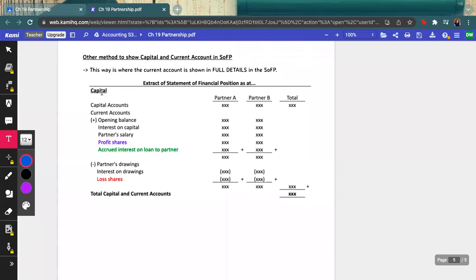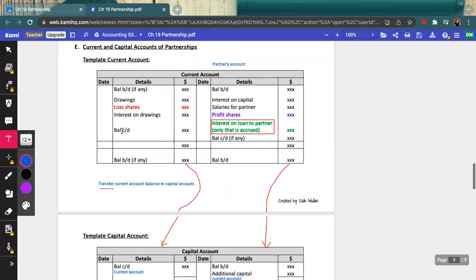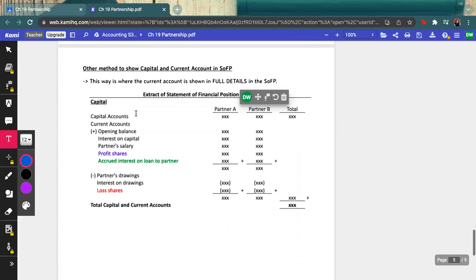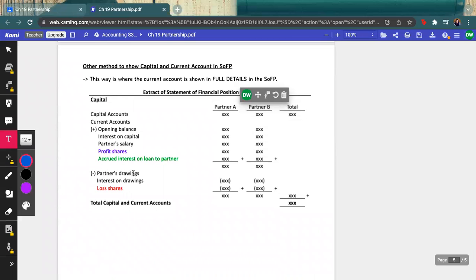Okay, this is part of capital only. First is capital account. And then for current account, it will break down like that. Plus opening balance, plus interest on capital, plus partners' salaries, plus profit shares, plus accrued interest on loan to partners. All of these plus are those items in the credit side, if you notice. And then all the credit side will be deducted. So it will look like this. Minus partners' drawings, interest on drawings, and loss shares.